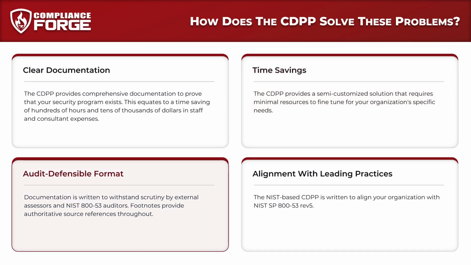The third is an audit-defensible format. Documentation is written to withstand scrutiny by external assessors and NIST 853 auditors, with footnotes providing authoritative source references throughout. And the fourth is alignment with leading practices. The NIST-based CDPP is written to align your organization with NIST 853 Revision 5.